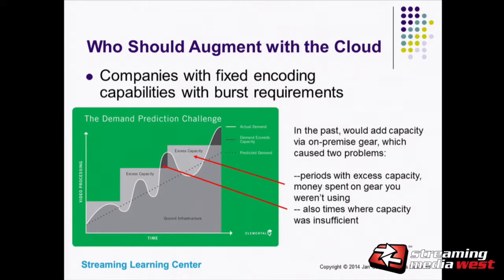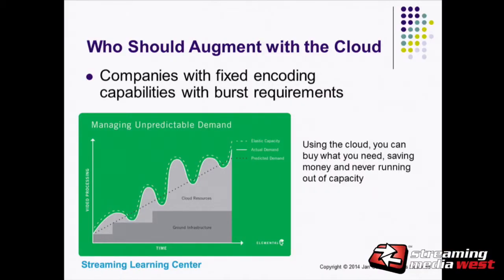And they're saying, in the past, without cloud encoding, you would have to buy additional on-premise gear to supply those needs. And what they're pointing out is those black areas are times where your capacity is still insufficient. You didn't buy enough to meet the capacity you had. And that's always bad, right? Because you couldn't get your work done. And the gray areas were times where we had excess capacity, where you spent money on gear that you didn't need. And that's not good, right? Because you can always apply that cash to other places.